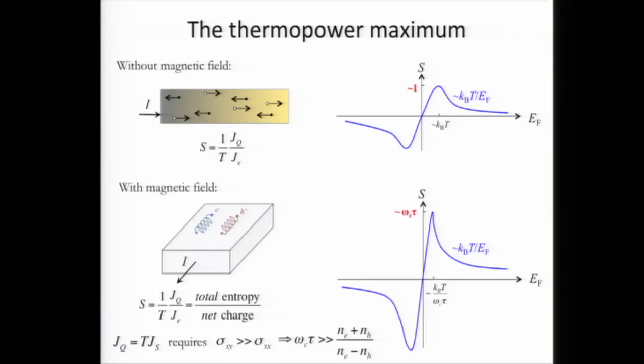Okay? So if you work out what it means for this plot, it basically means that as you reduce the Fermi energy, you will again have a peak and then drop back to 0. But the position of this peak is not at kBT anymore. It's at the much smaller Fermi energy, kBT over omega c tau. So your maximum thermal power is not order 1, it's order omega c tau.